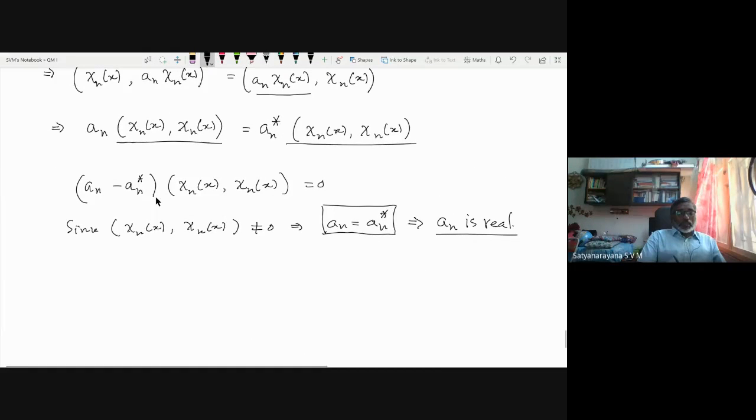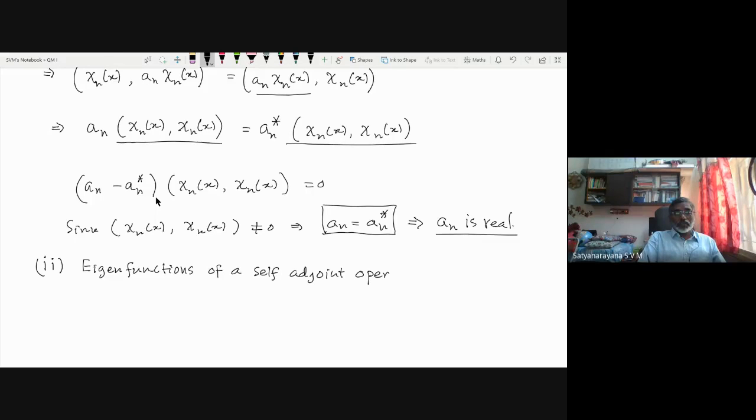Now statement 2, which I want to write as part of this theorem, is that eigenfunctions of a self-adjoint operator corresponding to distinct eigenvalues are orthogonal.